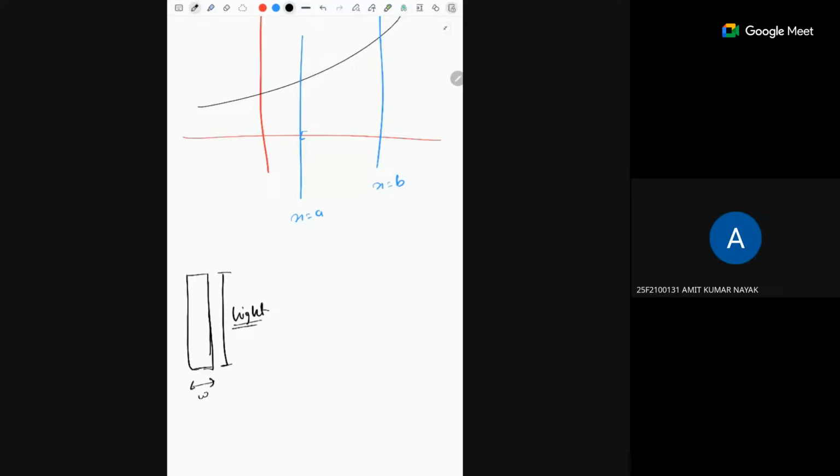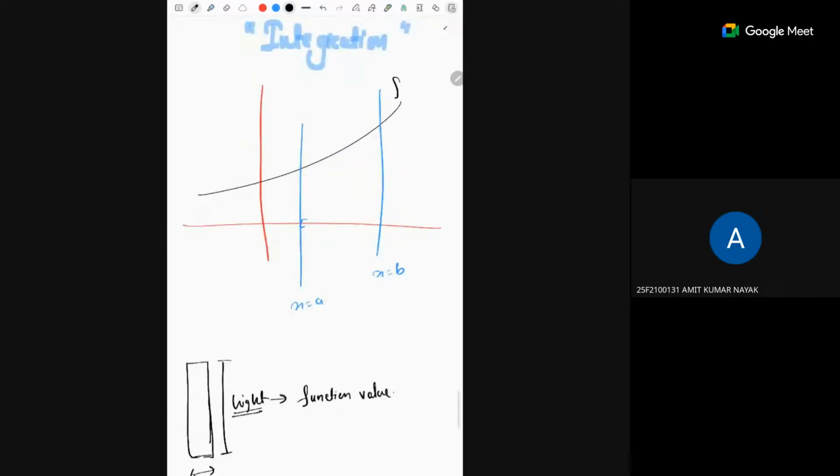Okay, so for height we always consider the function value. Right, function value means if this is your function f, then you can take this point as the height of the rectangle and you can build a rectangle. So for height we always take a function value, but for width we consider the values over the x-axis. That is how the partition and all those things come into the picture. So don't bother about that now.